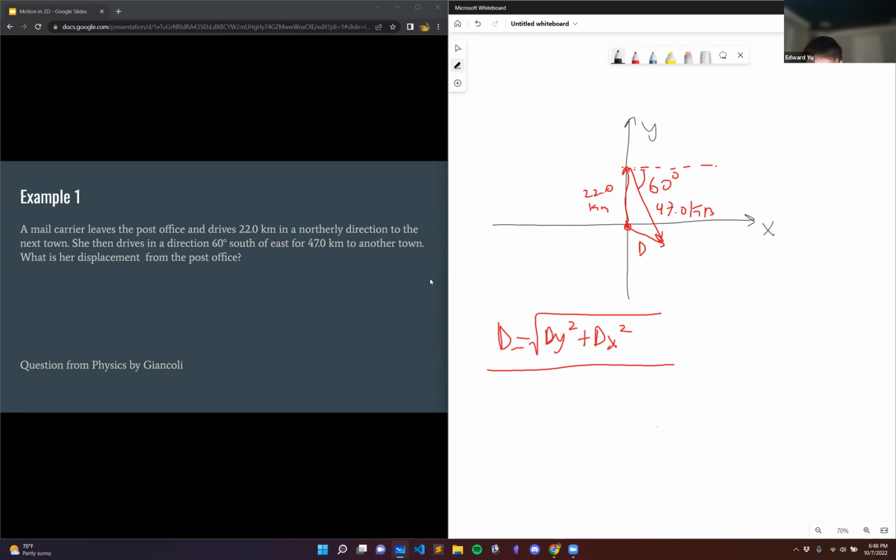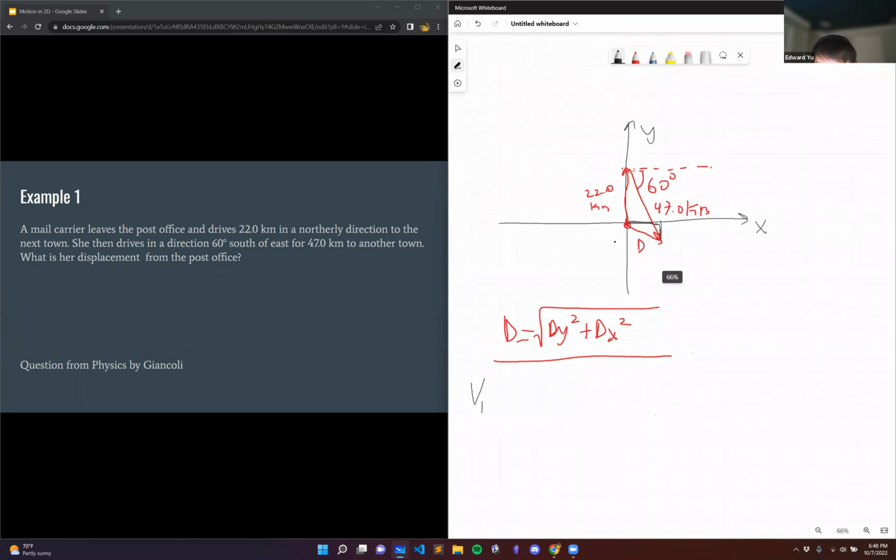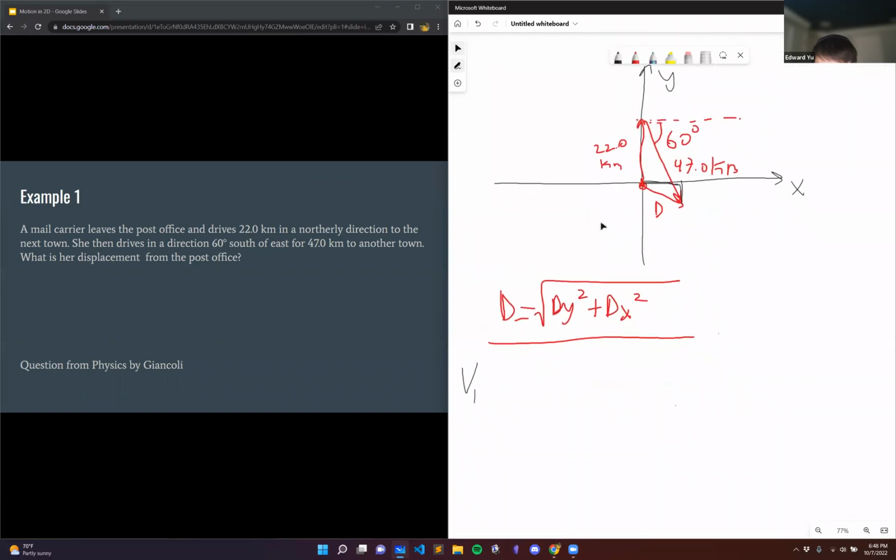All right, so I'll begin to explain it now. You have to find the components of this D right here. To do these kinds of questions, it's best to just list out the components of each vector you have. So for this, we're going to say V1, and it's V1x and V1y.